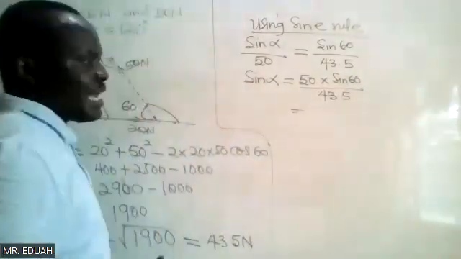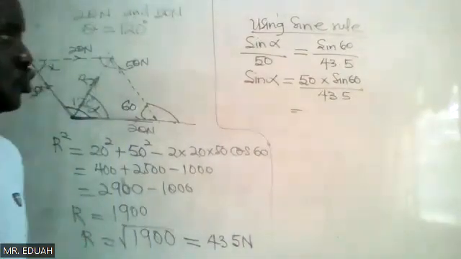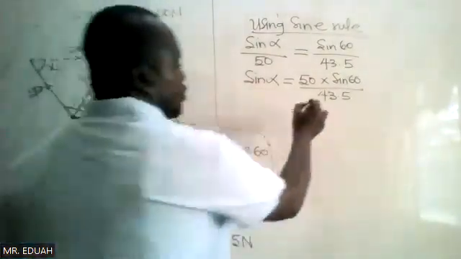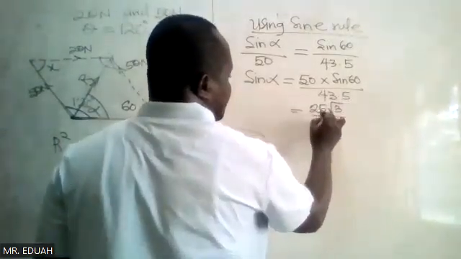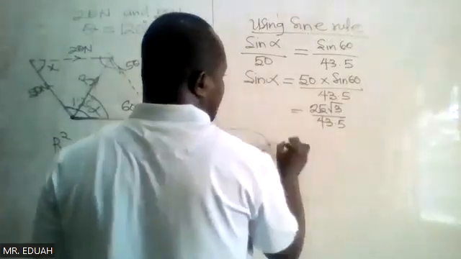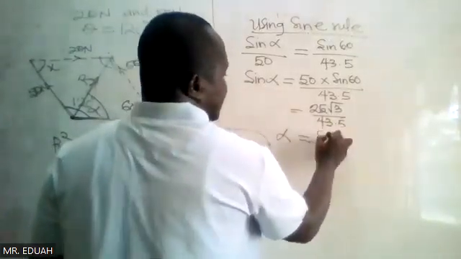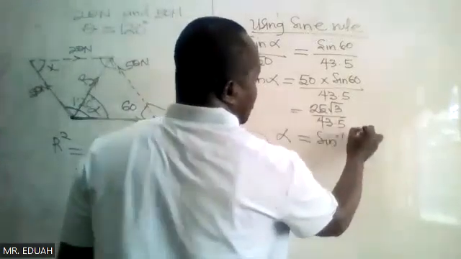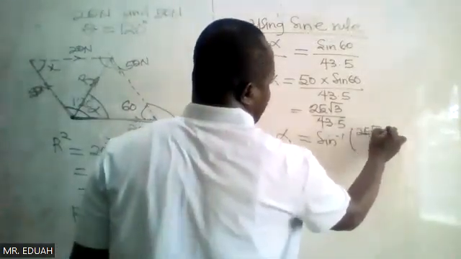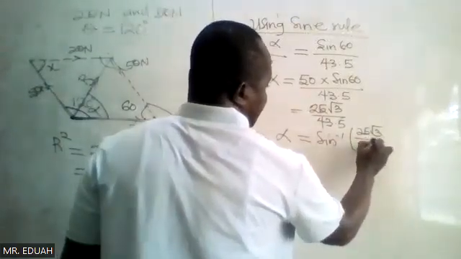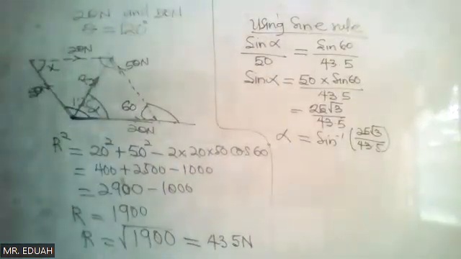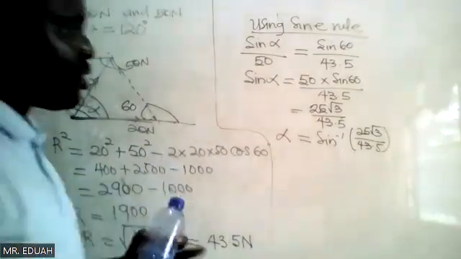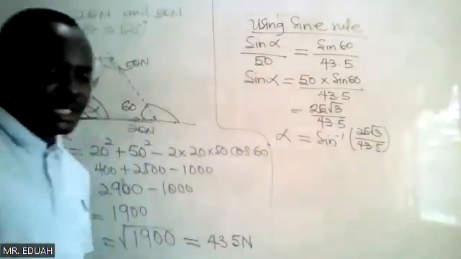Sine 60 is root 3 on 2. So we have 25 root of 3 divided by 43.5. So when you take the sine inverse of this ratio of 25 root 3 on 43.5, it must give you alpha. Please calculate that for me. What did you get for alpha? Take the sine inverse of this fraction.